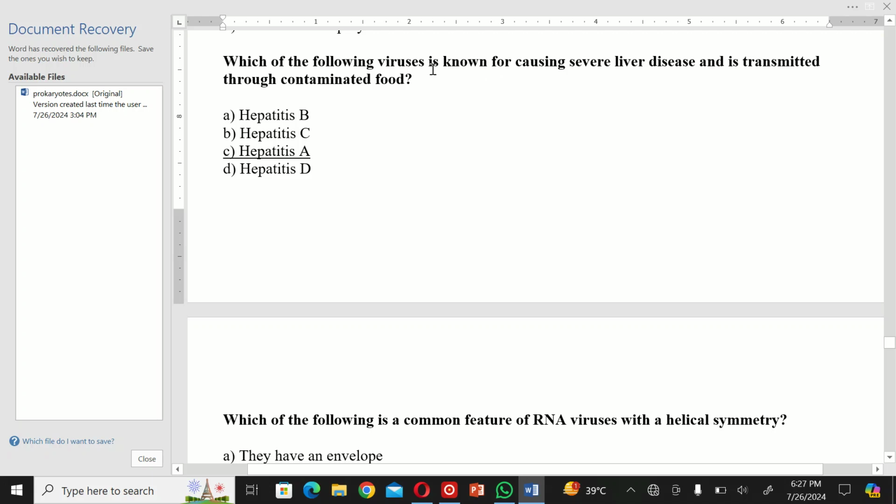Which of the following viruses is known for causing severe liver disease and is transmitted through contaminated food? A. Hepatitis B. B. Hepatitis C. C. Hepatitis A. D. Hepatitis D. So the correct option is Hepatitis A.